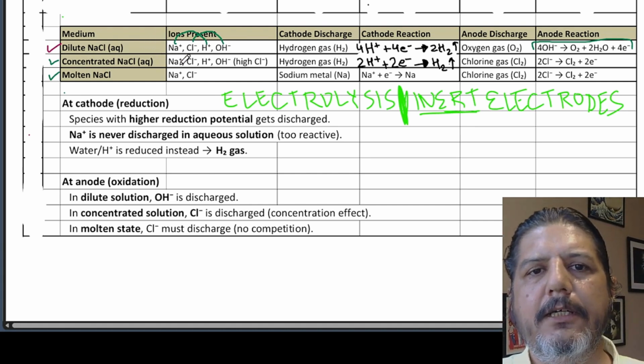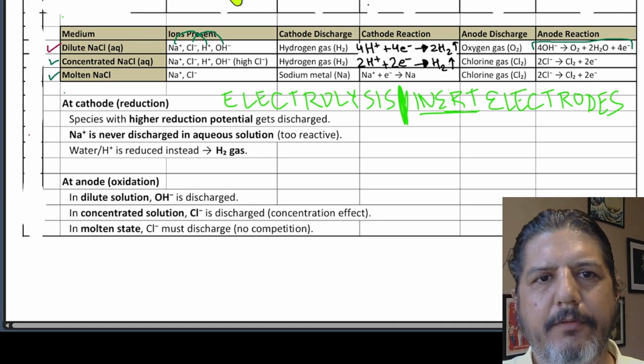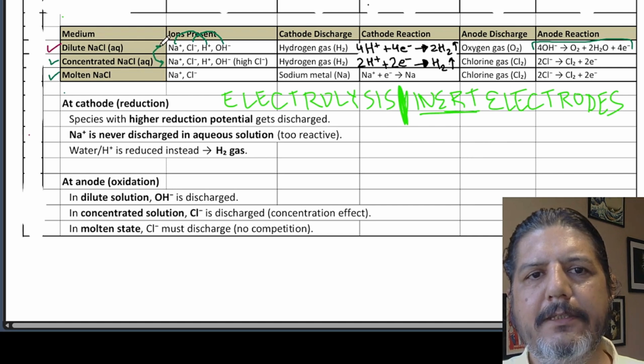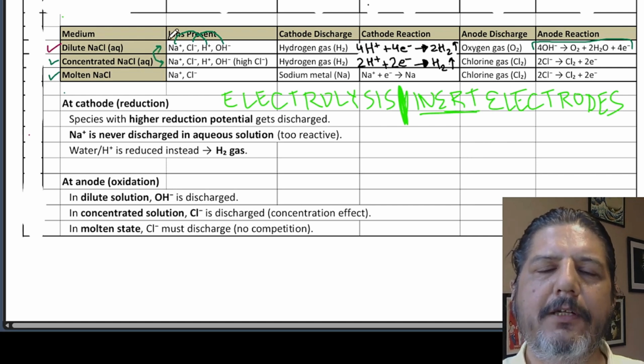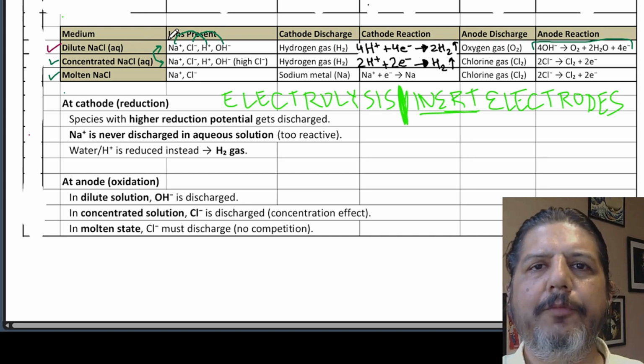When I have concentrated NaCl, if I compare dilute NaCl with concentrated NaCl, the ions are the same. But what happens is the concentration of Na positive and Cl negative would be more.